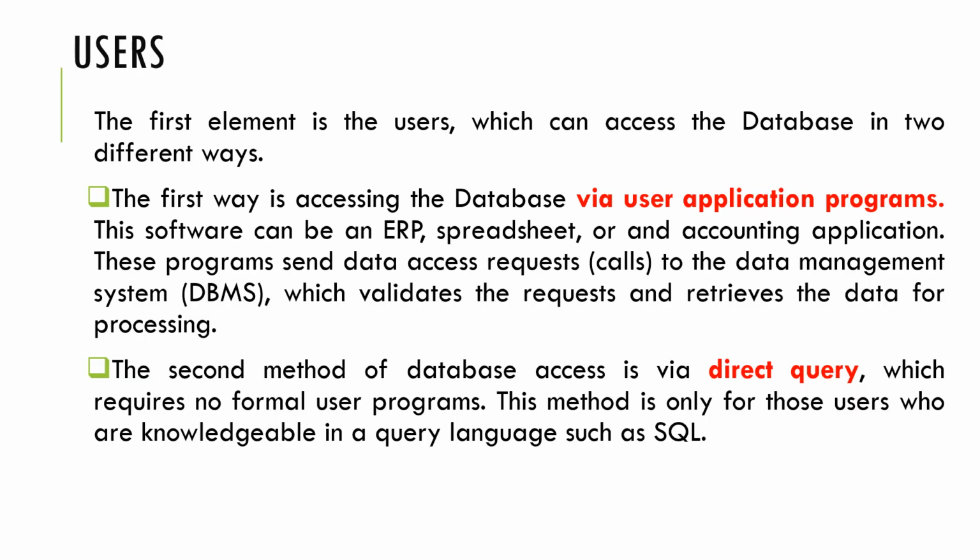So, users, this is the first element, no? They can access the database in different ways. They can access the database by using the user application program, the user interface. Okay? So, the software can be an ERP, spreadsheet, or accounting application, and this program sends data access requests, no, calls to the data management system, which validates the request and retrieves the data for processing. And they can also access the database using a direct query, no. So, with an application program, they can download the data using Excel, using a spreadsheet. They can download it, they can get the data through the reports of the ERP application because our software has reports.